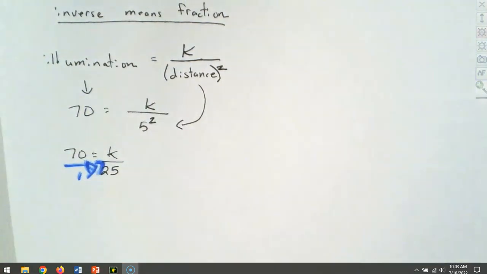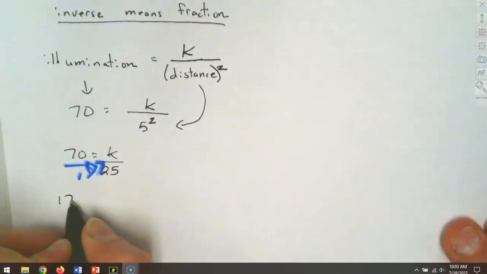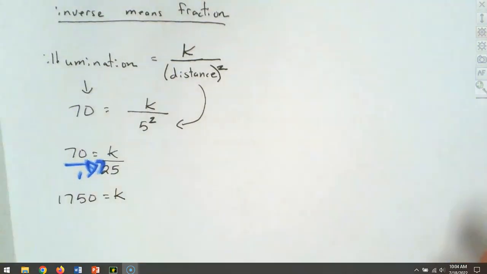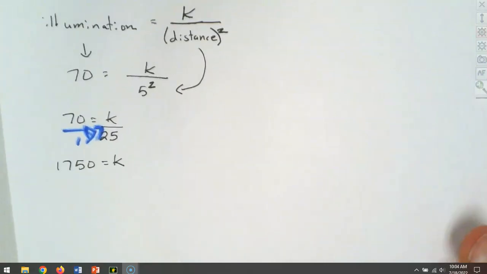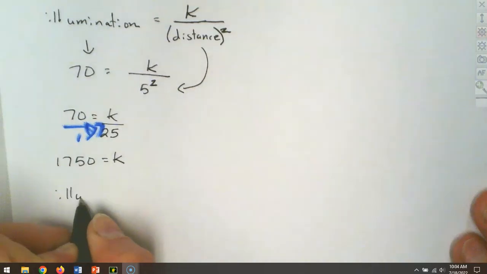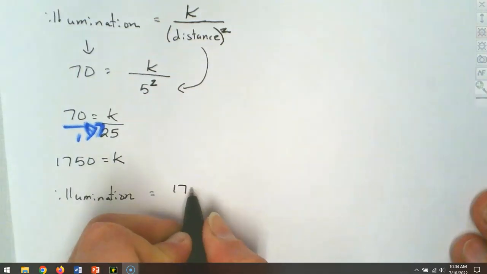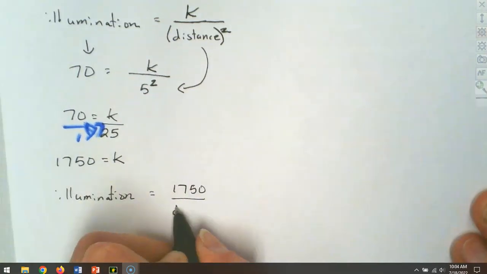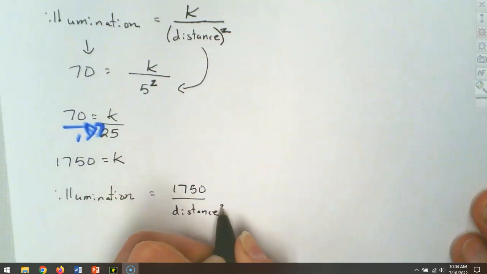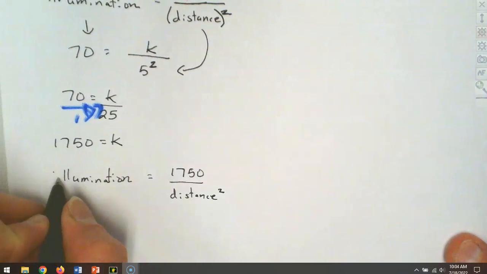And that gives us now, when we cross multiply, now we had to square that 5 to get to 25. 70 times 25, well, that comes out to be 1750, and that's your k. So we just simply cross multiplied there. And that gave us our value of k. Now, once we know our value of k, then we can rewrite it. So your illumination is now going to equal 1750 over the distance squared. There's our new formula. So all we're doing is just writing up the formula.